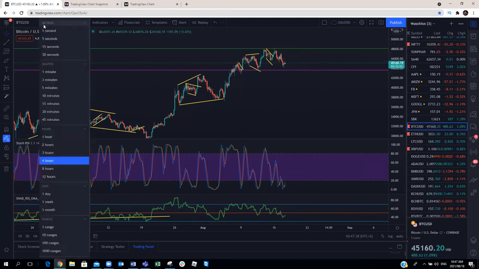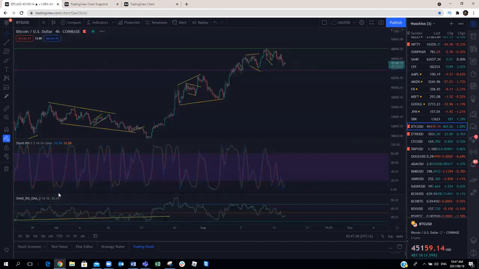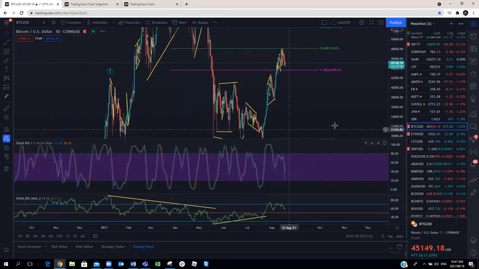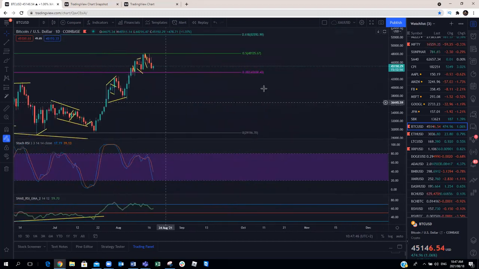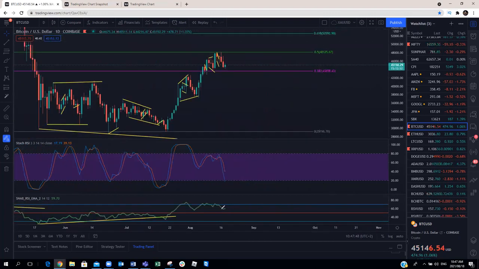Let's have a look at the daily chart on this. So the daily seems to be resetting here, or we're still bullish, pretty bullish here. So we are resetting here on the daily. So let's watch this corrective structure here on Bitcoin.